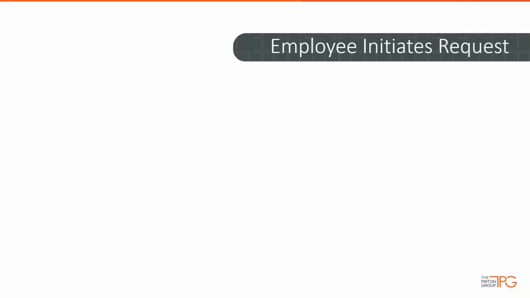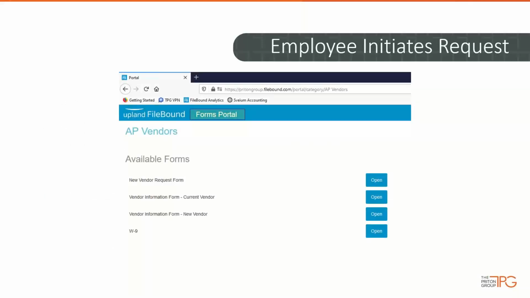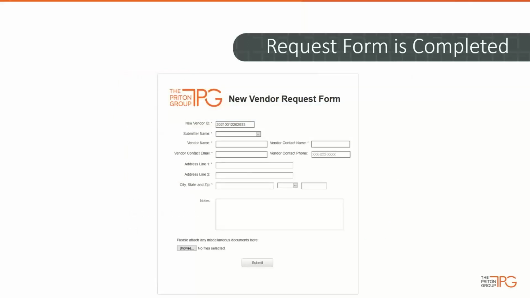So we'll start by taking a look at the forms portal. An employee will initiate this process by going to your FileBound Forms portal. There they will select the new vendor request form and simply click open to get to it. So here's an example of what the new vendor request form looks like.